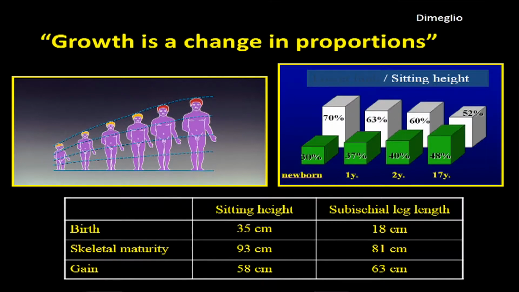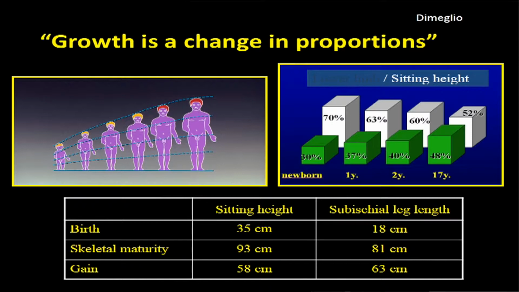Growth is such an issue in spinal deformity, and we'll look a little bit more at that. And growth really is a change in proportions of the relationship between the trunk height and the subischial leg length. If we look at birth, the trunk is about twice as long as the legs, progressing to near equality by maturity. So there's a very significant gain in both, but more significant in the lower extremities. And we see the change in proportions in your upper left.